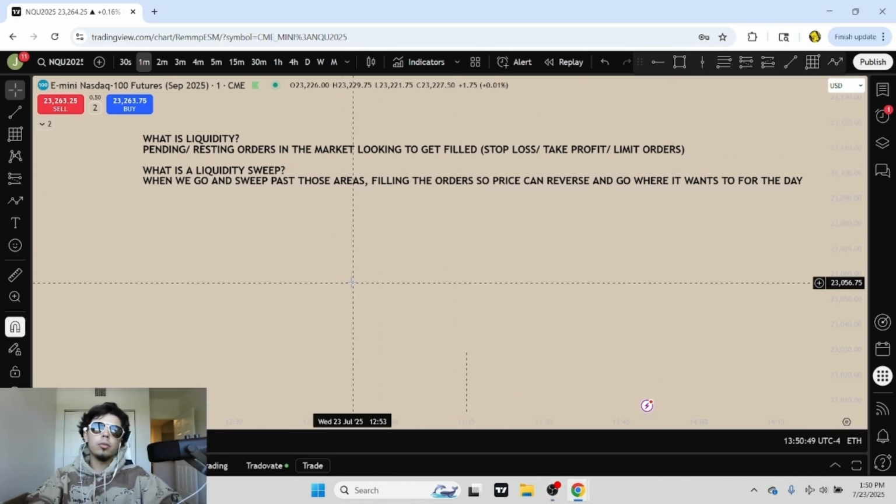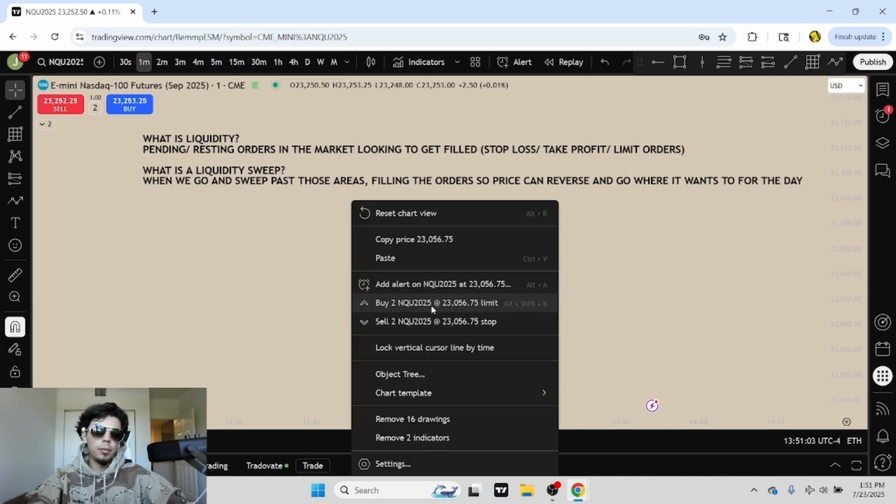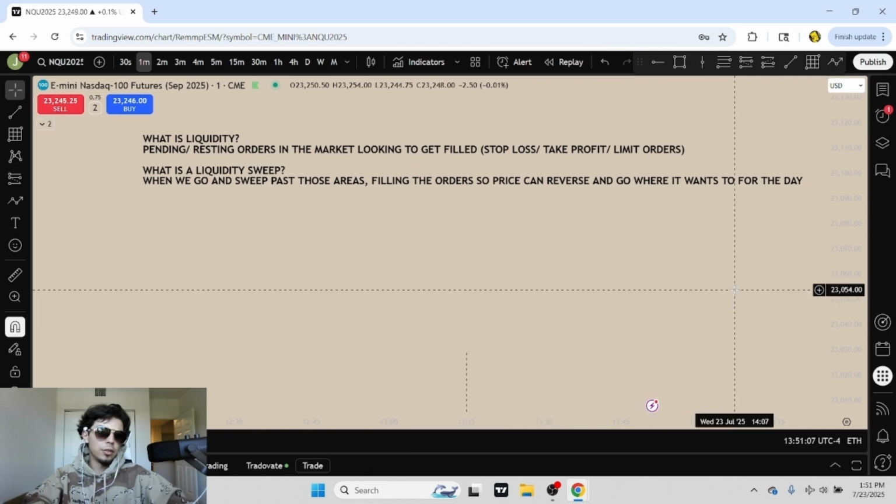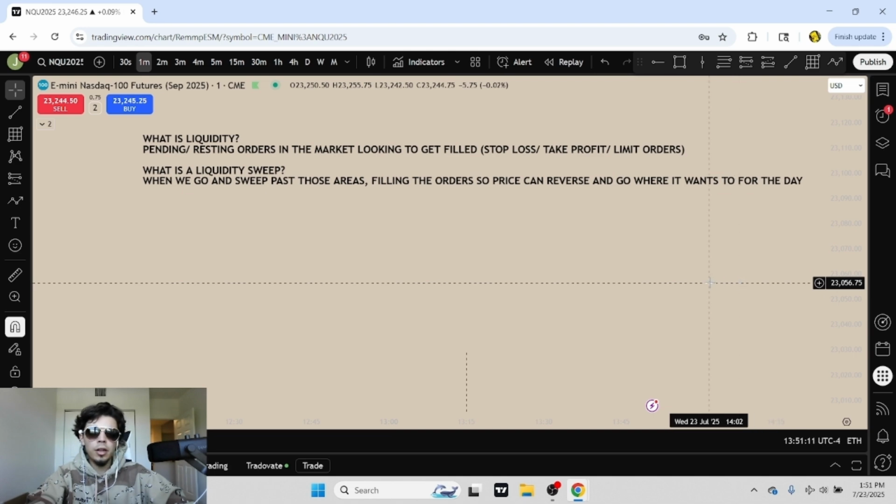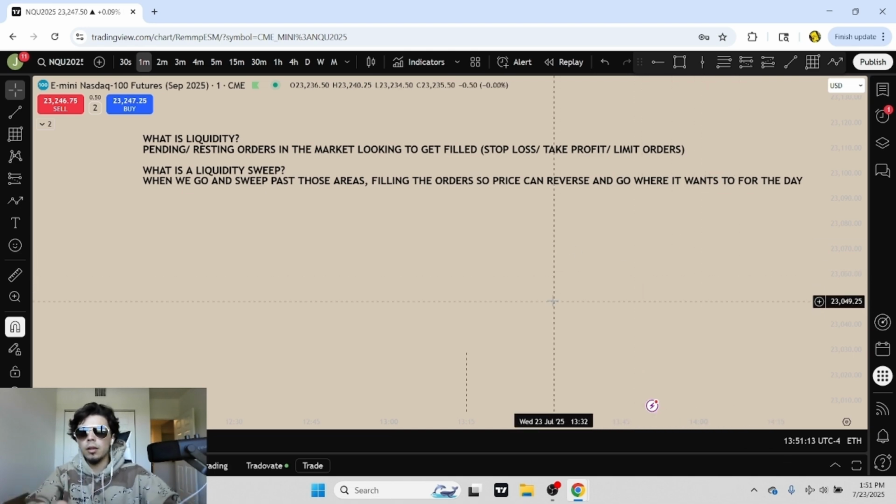So again, brief review. What is liquidity? Well, it's pending or resting orders in the market looking to get filled. What does that consist of? Well, stop loss areas, take profit areas, and when people have limit orders, which means essentially they will just right click, put right here, buy NQ at 23.056. So as soon as NQ hits the 23.056 mark, which is this area, it'll throw me into a trade, right? That's what a limit order is.